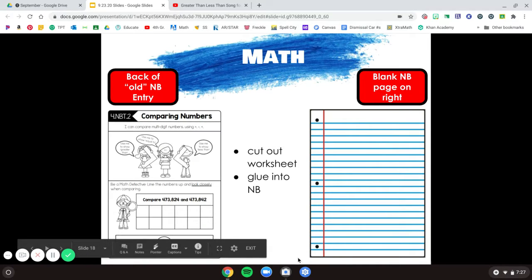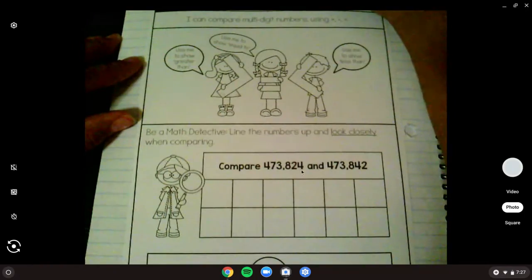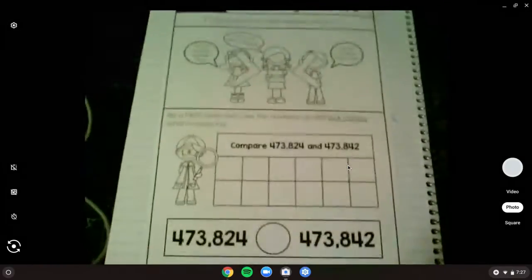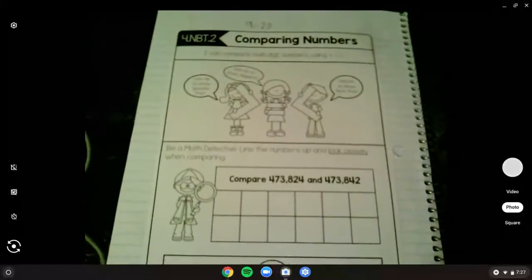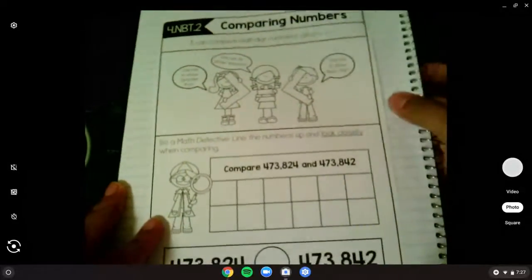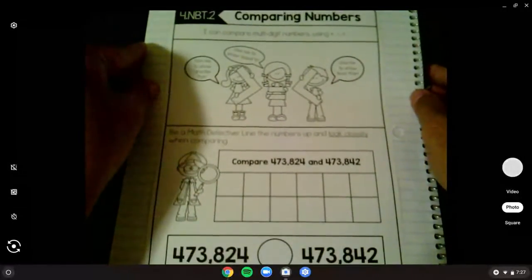Not quite yet. I'm going to get my camera up. That's what I was trying to do. All right, we're going to make it a little bigger. Try to move this guy up just a little bit, maybe.